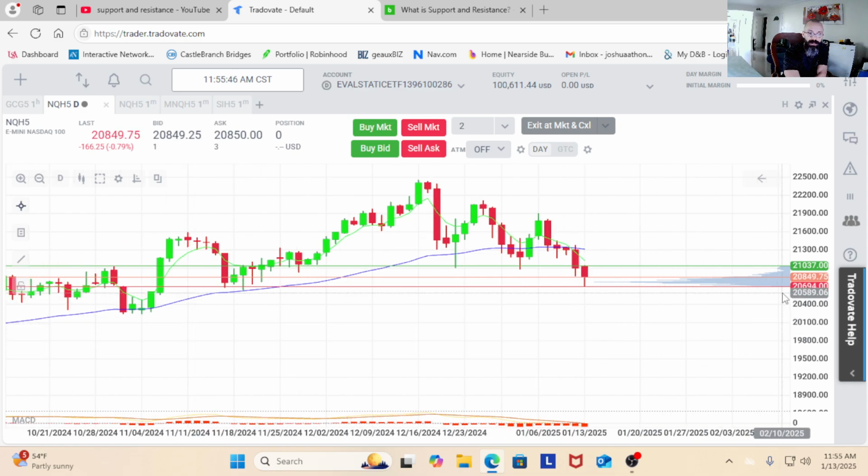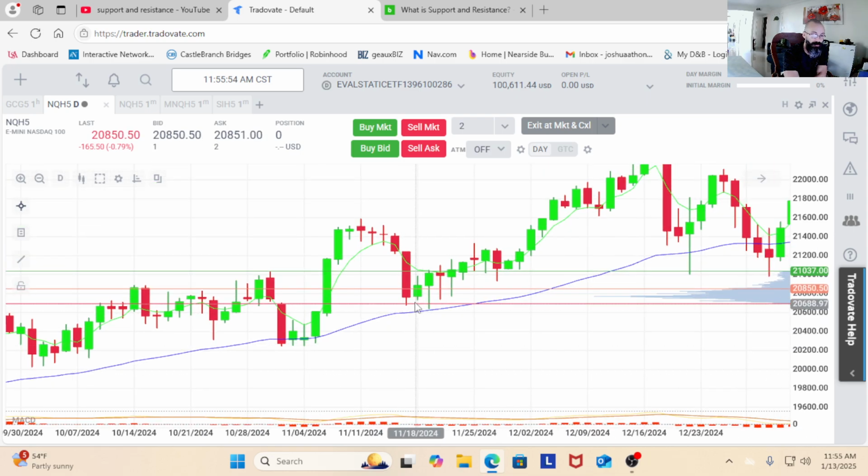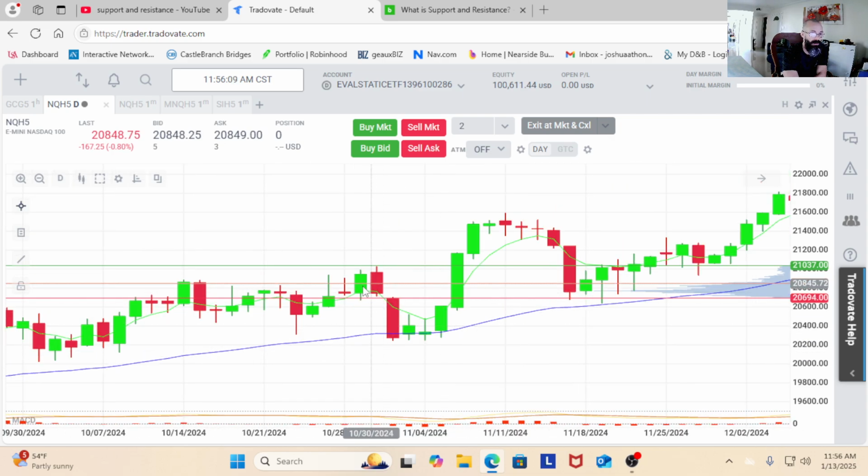The low of the day right here at 20,694, which is this red line. It's the low of the day. Coincides with our low of the days over here, which are from the month of November. You see this red line is today's low. And look right here, guys. So we know that this is a support level, as well as the very, very bottom of this candle and the very bottom of this candle.